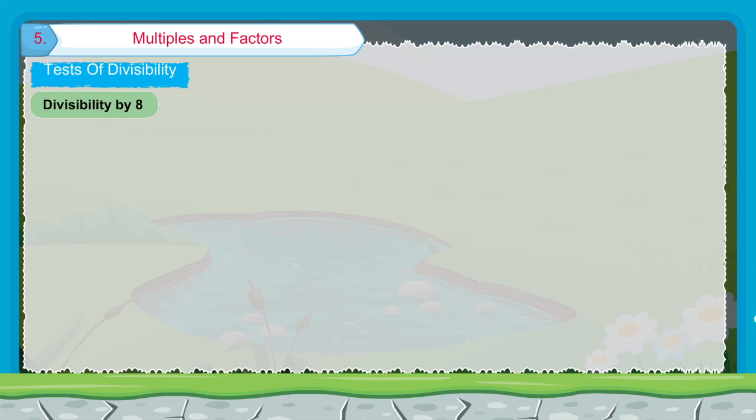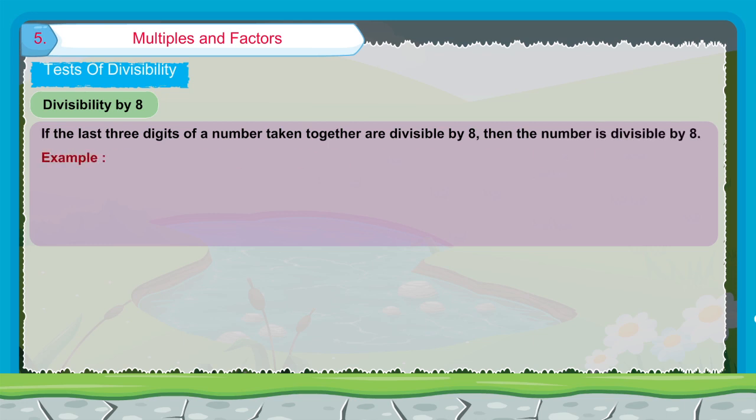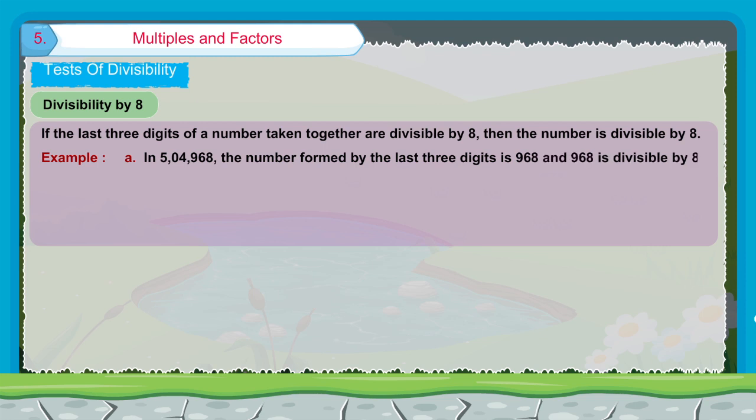Divisibility by 8. If the last three digits of a number taken together are divisible by 8, then the number is divisible by 8. Example A. In 5,04,968, the number formed by the last three digits is 968, and 968 is divisible by 8. Therefore, 5,04,968 is divisible by 8.